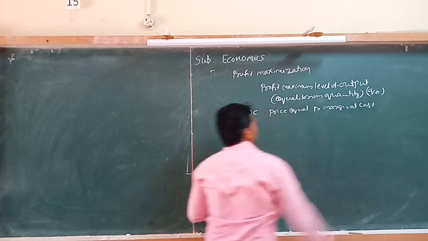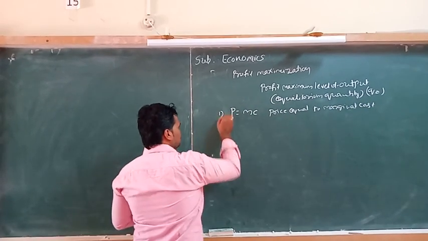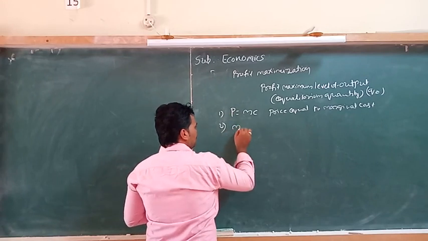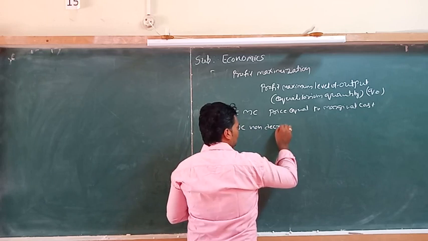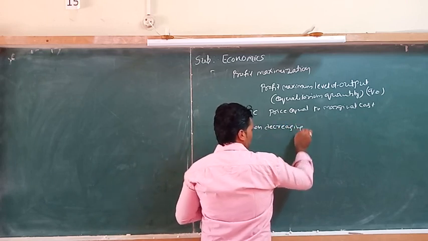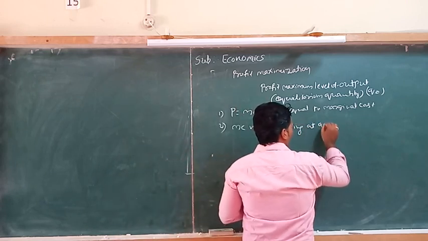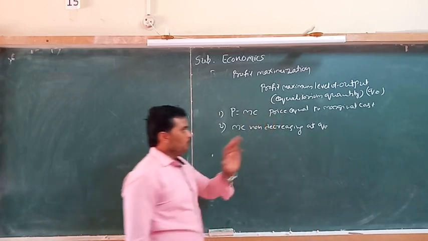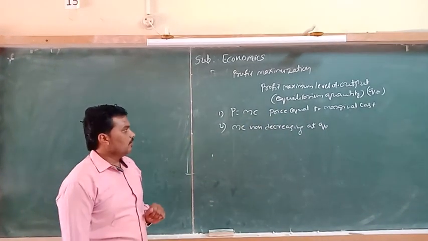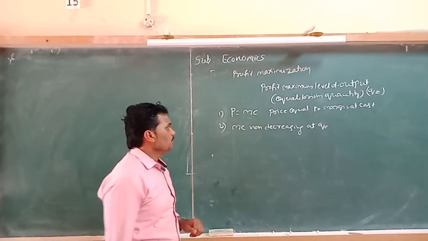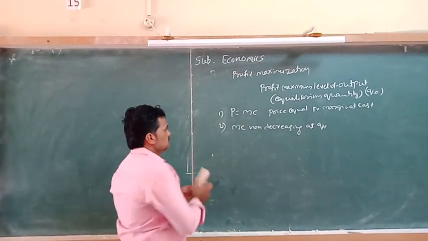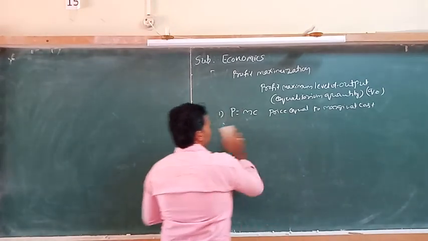Okay. Then the second condition is that the MC curve is non-decreasing at Q naught. Q naught means equilibrium quantity. The MC curve is not decreasing at Q naught. The first condition is P equal to MC. So let us discuss the first condition, P is equal to MC.